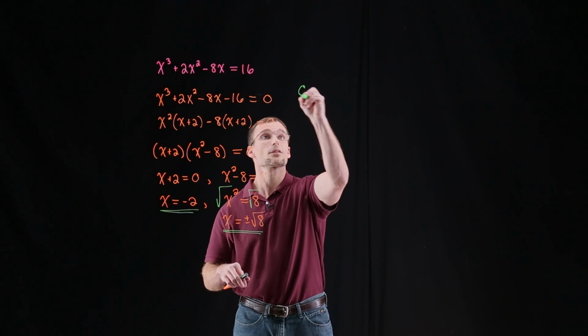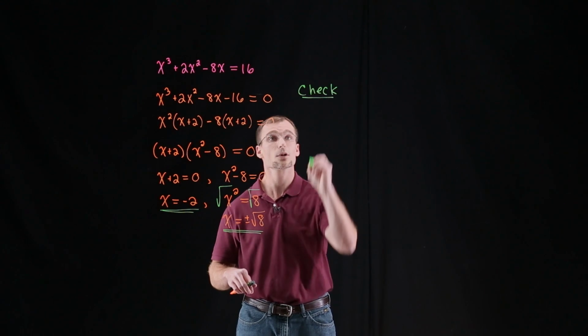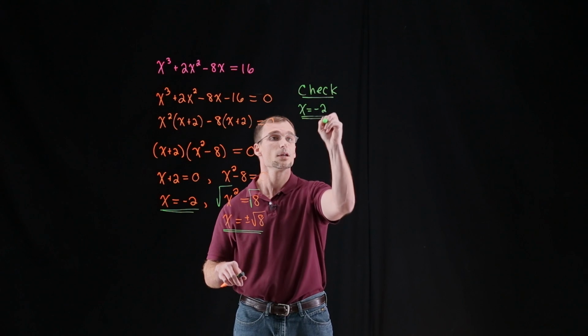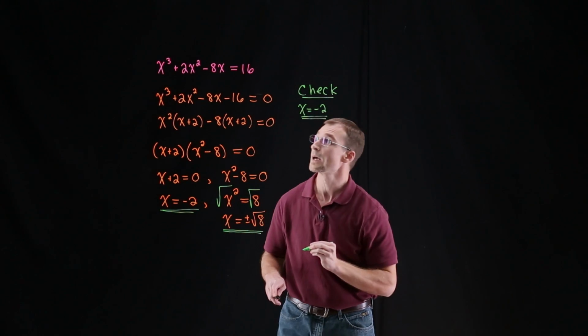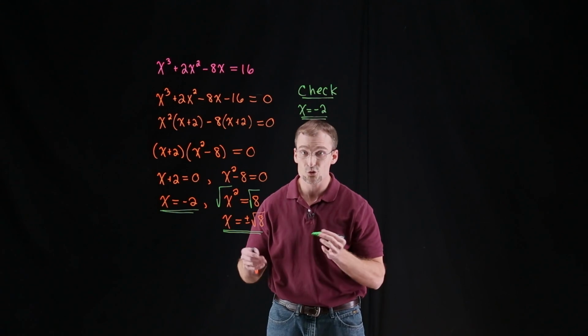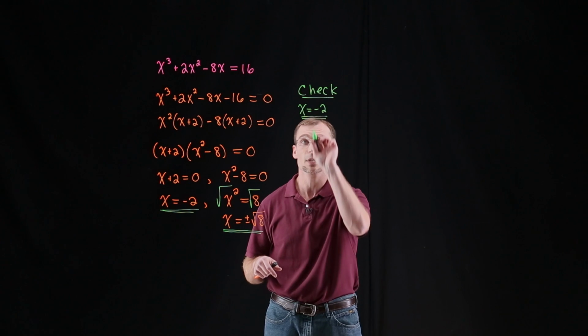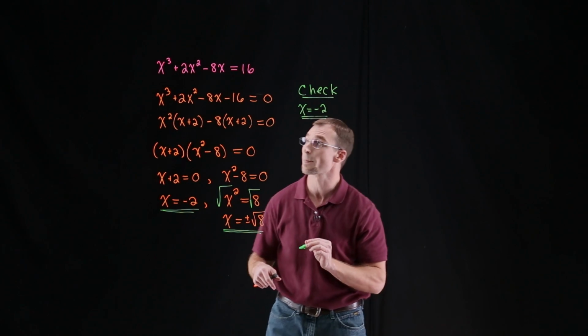Now what we're going to do is check the solutions. We'll start with x equal to negative 2. What we want to do when we check a solution is plug the value of x back into our equation and get a true statement. Since all of our x's are on the left-hand side, we'll start by plugging x equals negative 2 into the left-hand side and see if we arrive at 16.